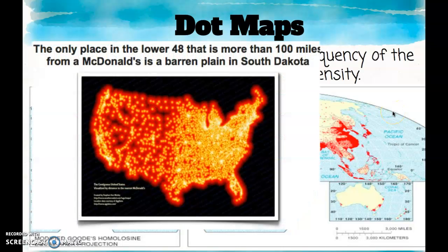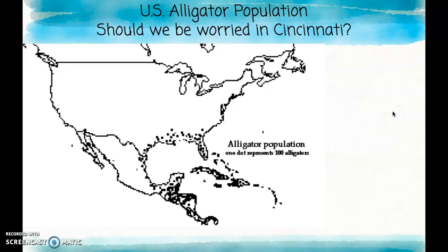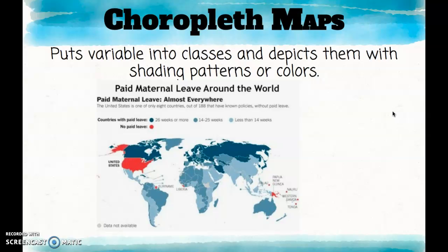And then here is another example of a dot map. This is all of the locations of McDonald's in the United States. So every dot represents one McDonald's. Okay, more examples of dot maps. Let's talk about choropleth maps. This is the next type that you need to know.